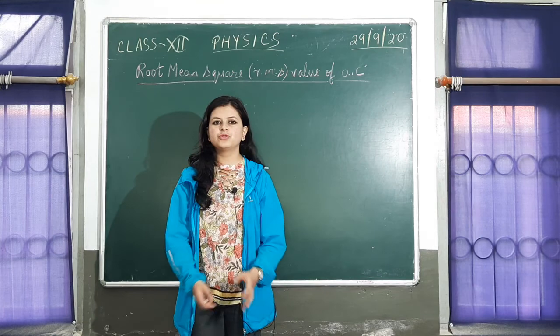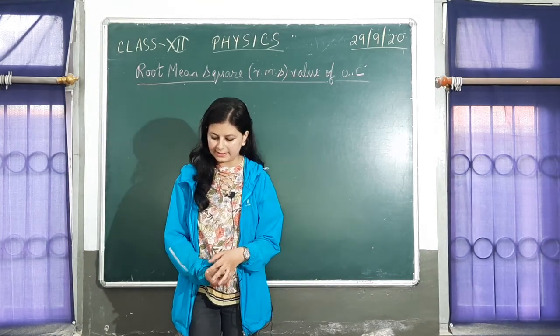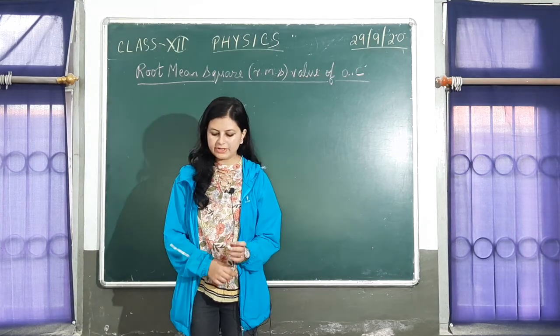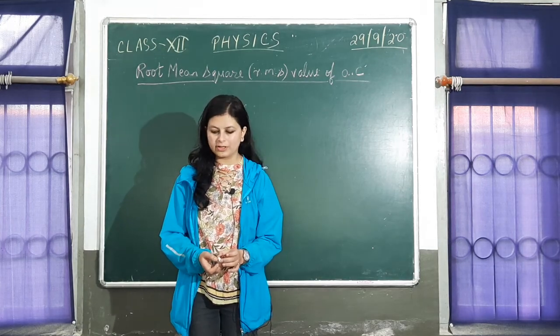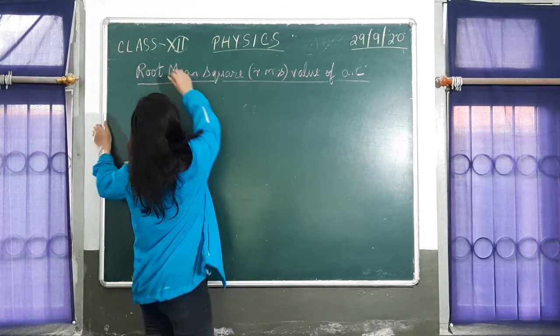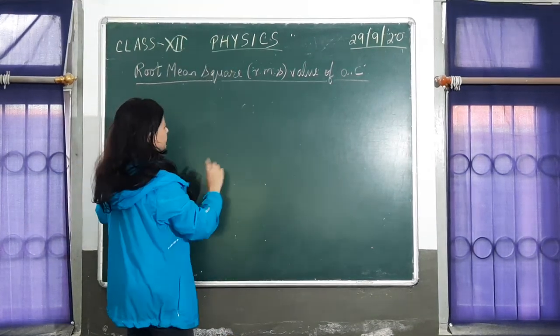Today we are going to do root mean square value of alternating current. In the last class we had done the average or the mean value. Today we are going to do root mean square value of alternating current. Now root mean square, you have to have a look at all the words carefully.